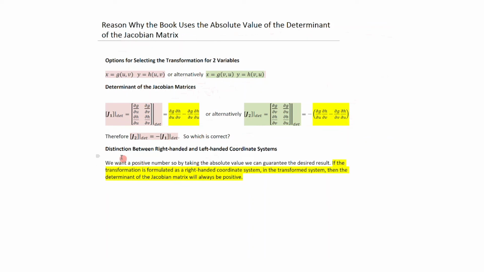Well, again, this is the distinction between right-handed and left-handed coordinate systems that we need to make you aware of. We want a positive number. It makes sense. By taking the absolute value, we can guarantee the desired result. If the transformation is formulated as a right-handed coordinate system in the transformed system, then the determinant of the Jacobian matrix will always be positive. So that's your takeaway message.